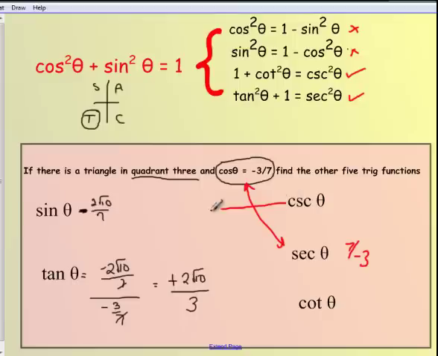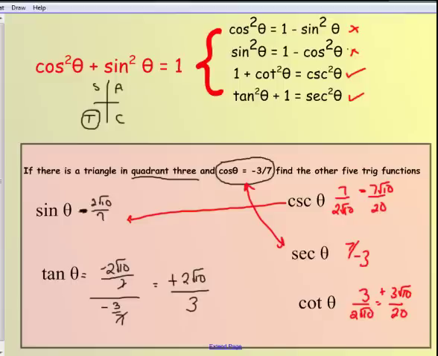Cosecant is the flip of sine. So that's 7 over 2 radical 10. And I'll rationalize the denominators to get 7 radical 10 over 20. Don't forget the negative sign. And then cotangent is the flip of tangent. So that's 3 over 2 radical 10. Rationalize those denominators, so I get 3 radical 10 over 20, and that's going to be positive. So you see, it's the same thing we did in the last chapter. The only thing different is now I give you a new weapon. I give you your trig identities to help you find it.